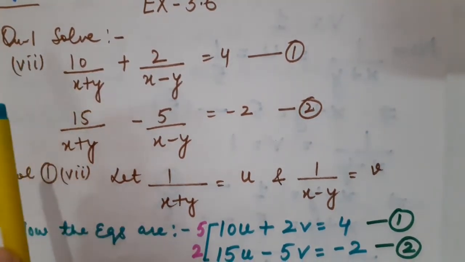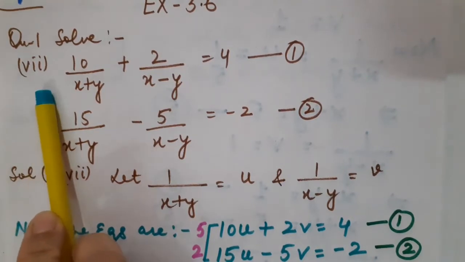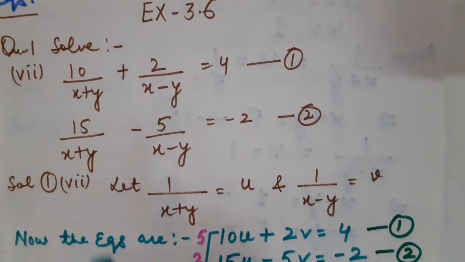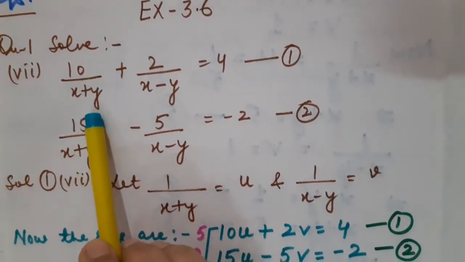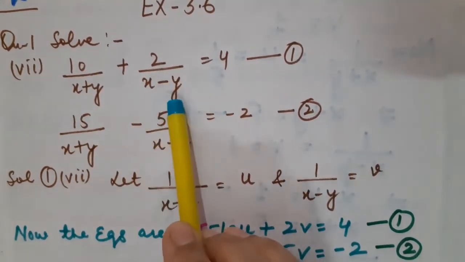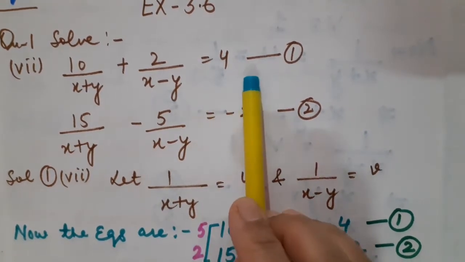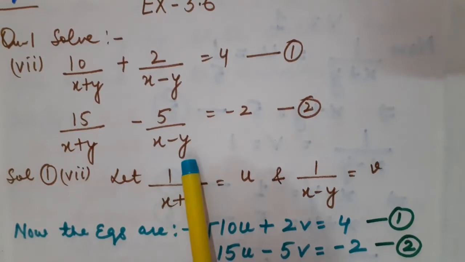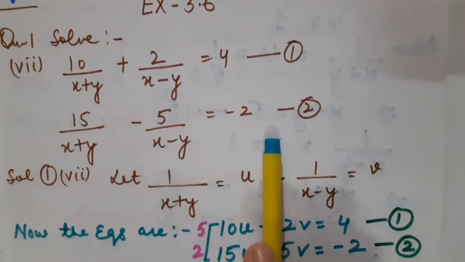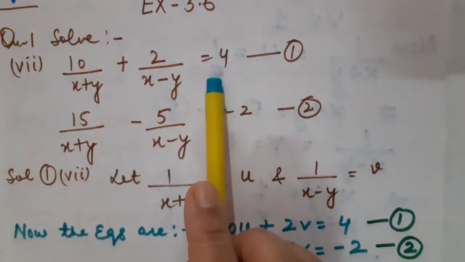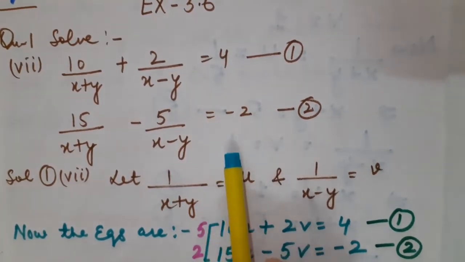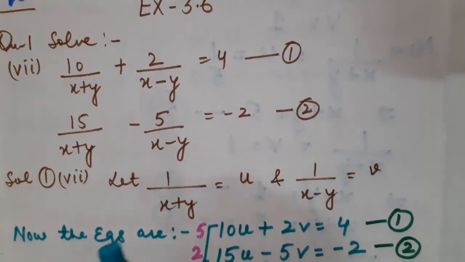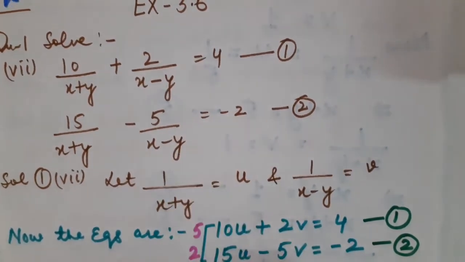So this is question number 1, 7th part from exercise 3.6. Clear children? So the statement is 10 upon x plus y plus 2 upon x minus y is equal to 4. 15 upon x plus y minus 5 upon x minus y is equal to minus 2. Children, here you can see that neither equation 1 nor equation 2 are in generalized form of a pair of linear equations. So definitely we have to convert them.